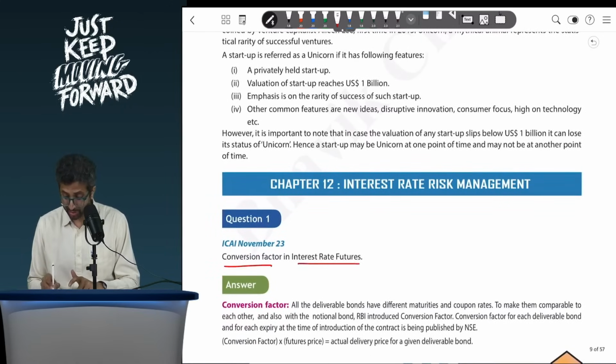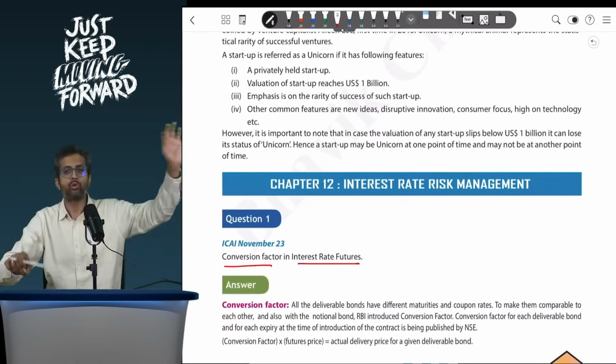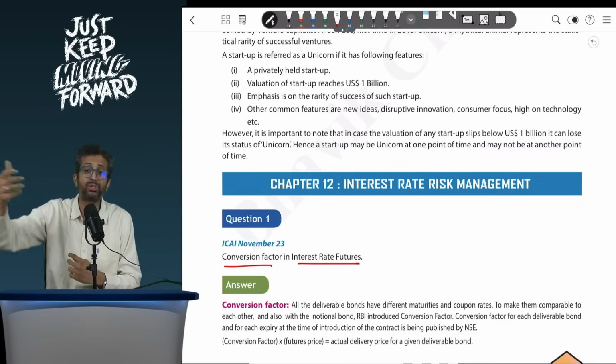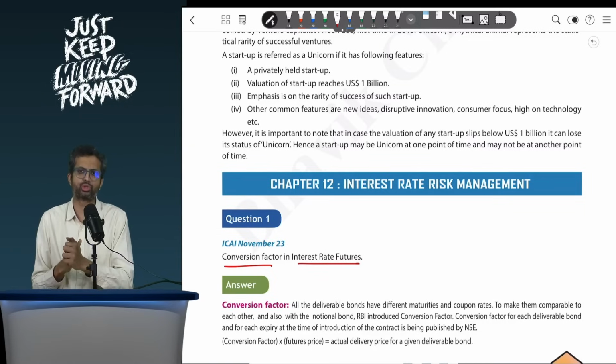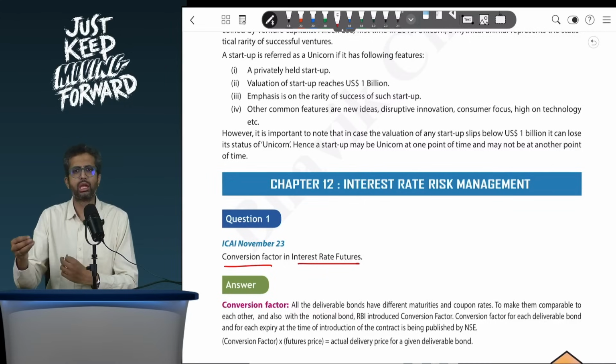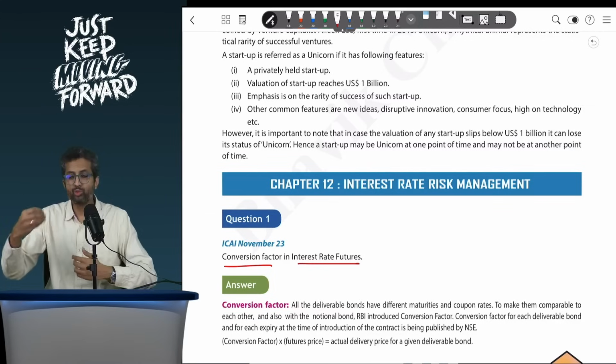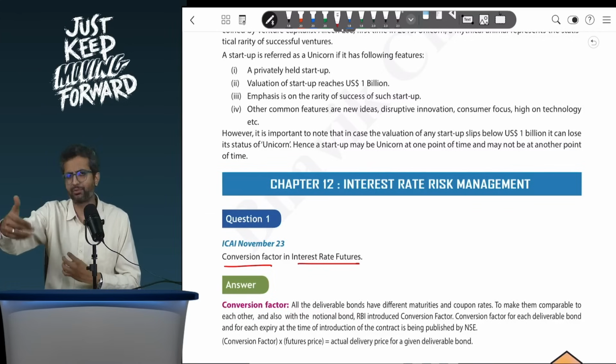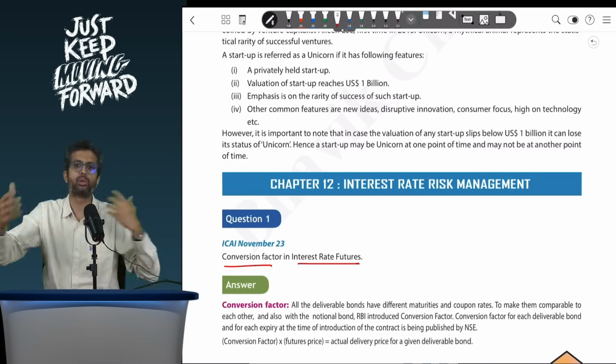Conversion factor in case of interest rate futures. We have put a separate question for a conversion factor which has come in your interest rate future November 23 papers, the binomial as well as the interest rate future. Conversion factor is the number of equivalent bonds which are used to settle, for example, a notional bond in the interest rate future.